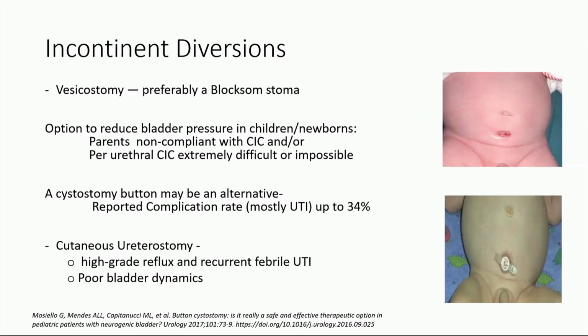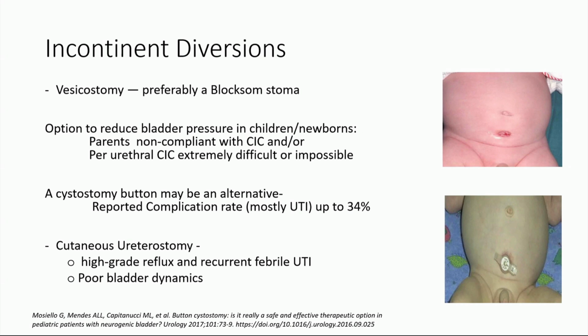Sometimes we might have to resort to incontinent diversions like vesicostomy for the hostile bladders in children who are unwilling or where the parents are unable to perform the CIC reliably due to anatomical or social reasons. Cystostomy button may be an alternative, but it acts as a temporizing measure, and the reported complication rate has been around 34% in many other studies, and it's mostly UTIs related to the cystostomy button.